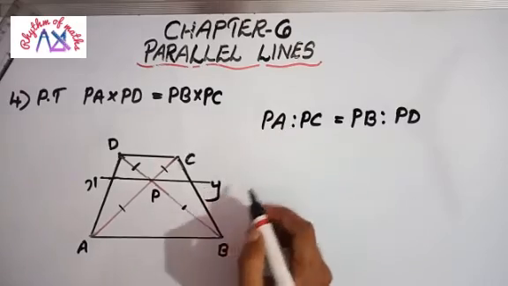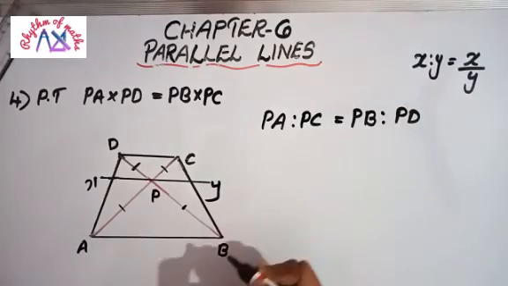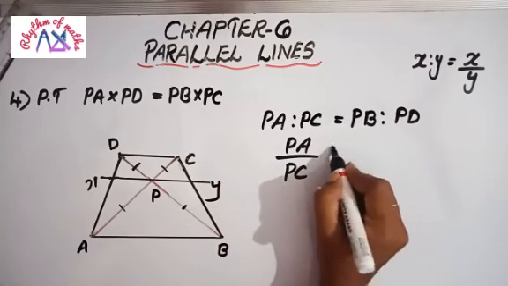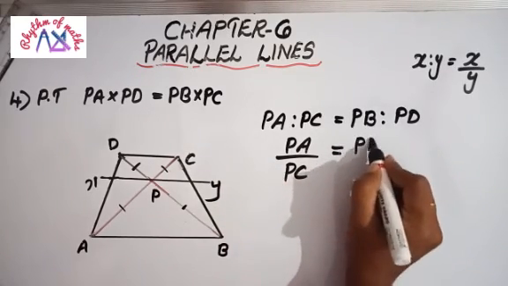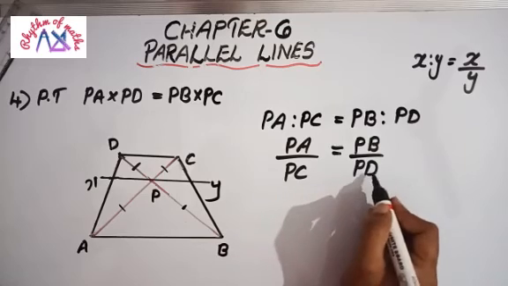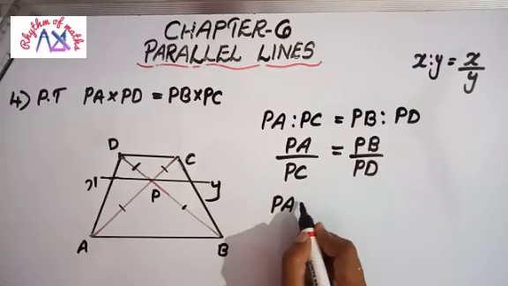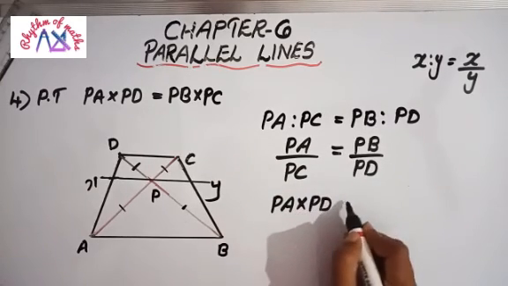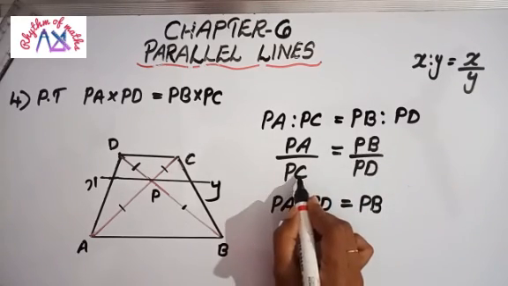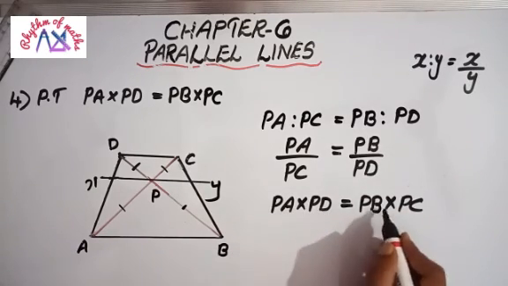Now a ratio we can write as a fraction. X is to y is the same as x by y. So PA is to PC means PA by PC equal to PB by PD. Now cross multiply. Take this PD to this side: PA, into PD, equal to PB. Now take this PC to this side: it is into PC. So we got PA into PD equal to PB into PC.